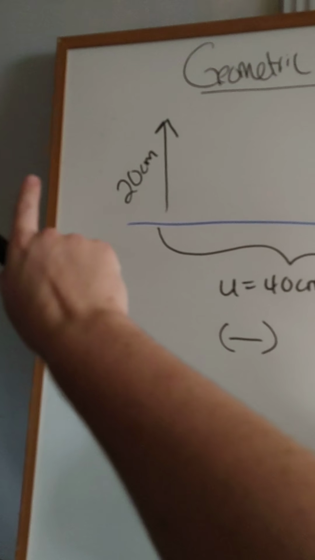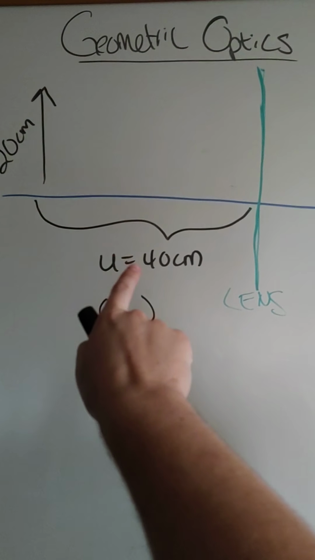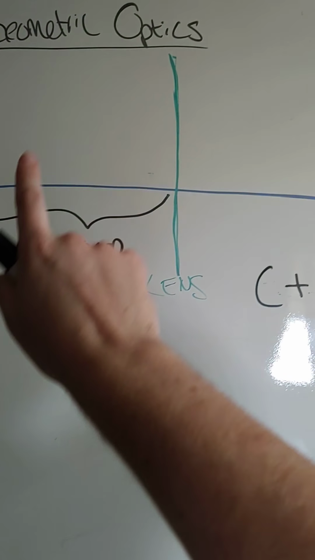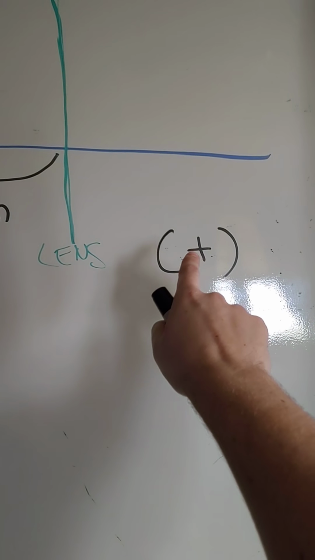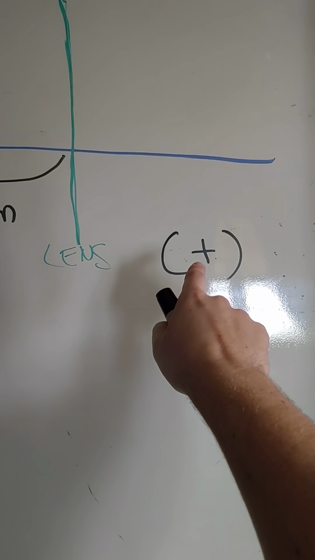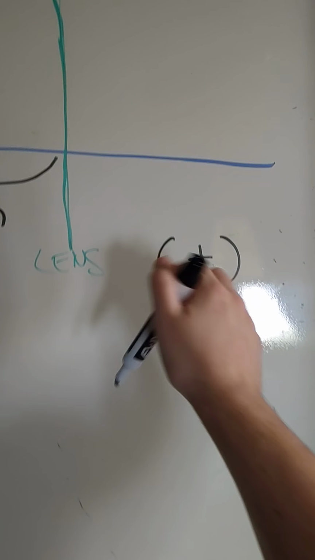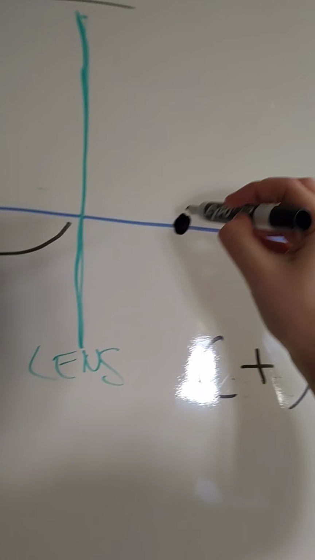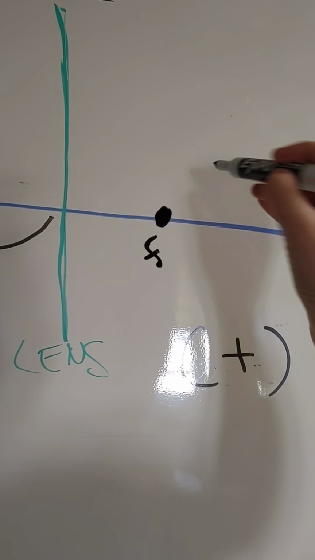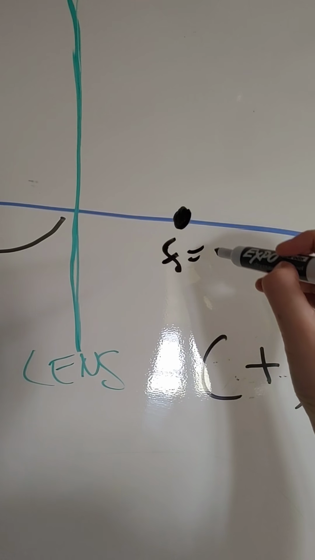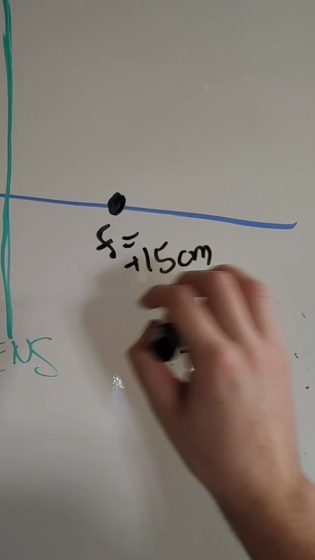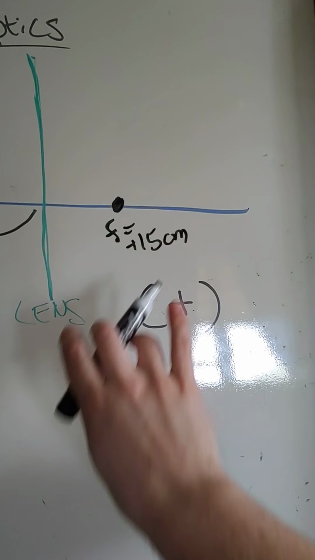So in number one, we're given the 20 centimeter tall object, 40 centimeters away from the thin lens, and the focal length is a positive focal length, so it's on the right side of the lens. The dot here is going to be F, and F equals, in this case, 15 centimeters. I'm leaving the positive there because it lets us know.